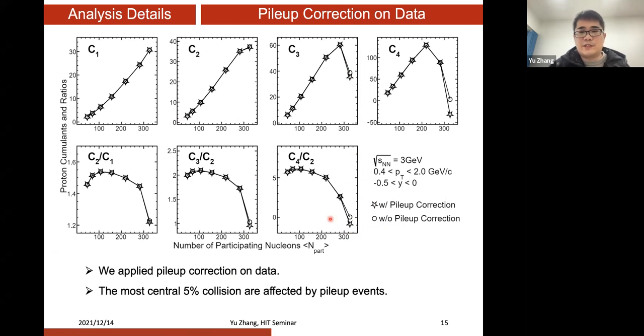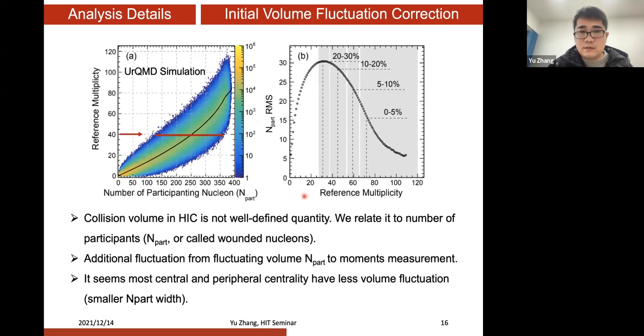The most essential centralities are affected by the pileup events. And this slide shows the initial volume fluctuation correction. So we know that we are using a reference multiplicity to define centrality, because it has a correspondence to the initial geometry of a collision.